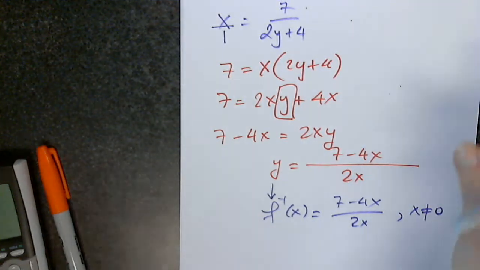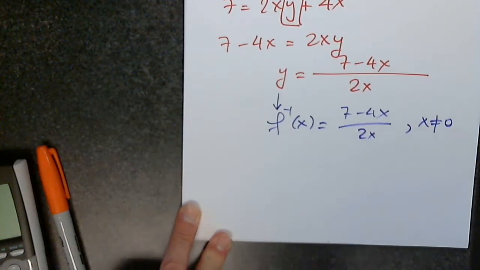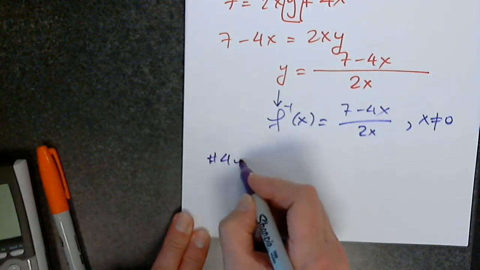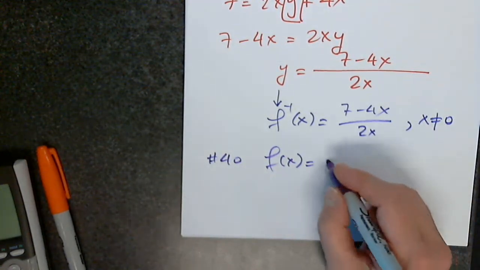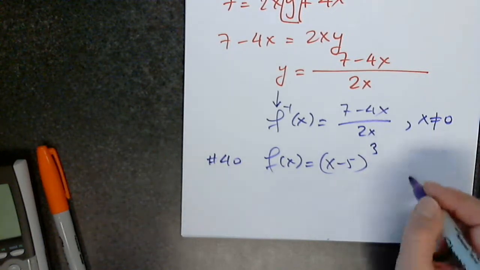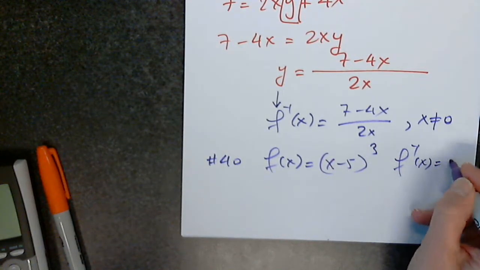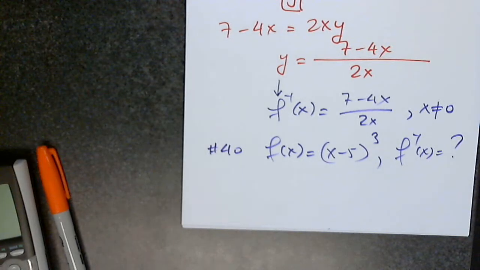Here's one more, problem 40. Same question, please. We are given a function that is x minus 5 to the third. We're asked to find f inverse. Please go through those 4 steps and tell me what to write when you're ready.